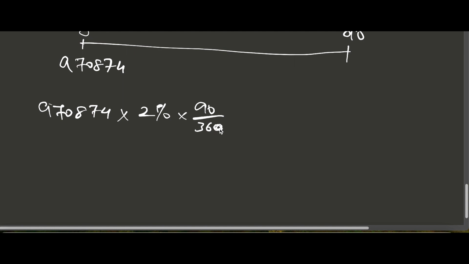This will be mentioned in the master repo agreement. It depends upon what sort of agreement takes place. It can be 360 or 365, depending upon the agreement. So here I'm considering 360 days in a year. Okay, so 90 by 360.